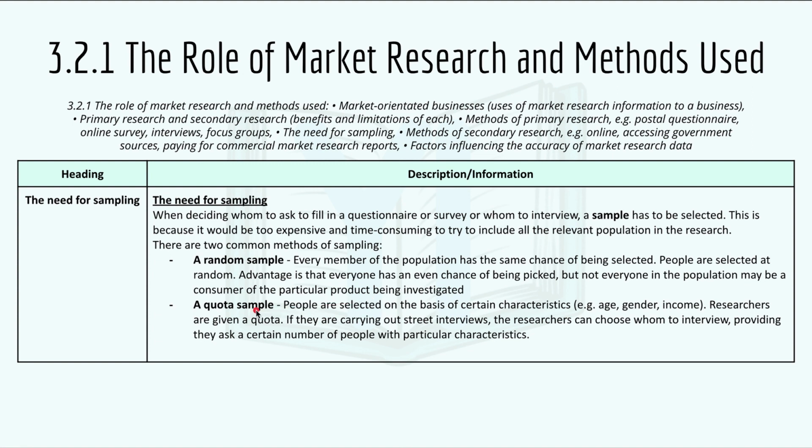And with the quota sample, people are selected on the basis of certain characteristics like age, gender, or income, and researchers are given a quota. If they are carrying out street interviews, the researcher can choose whom to interview, providing they ask a certain number of people with particular characteristics. Now let's say you ask 10 women, then you can go onto the street and ask 10 women and not 10 men.